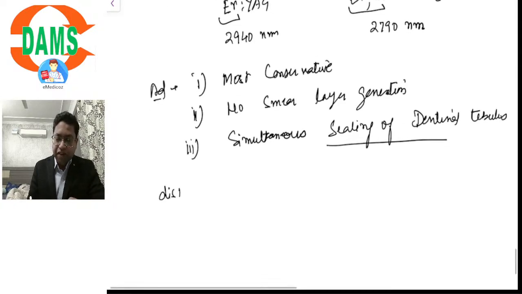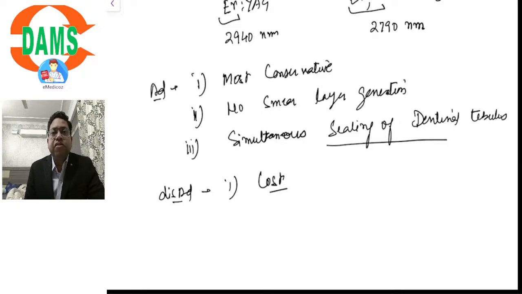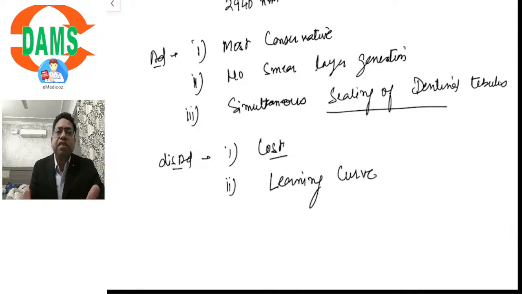If we talk about the disadvantages, then definitely the cost. Hard tissue lasers are an expensive piece of machinery, not available everywhere. And secondly, it has a learning curve associated. Learning curve means we have to learn to use the lasers because most of the time we would be working in a restricted area of the mouth. So using a laser requires a lot of expertise and learning curve. These are the two disadvantages of preparation using lasers.